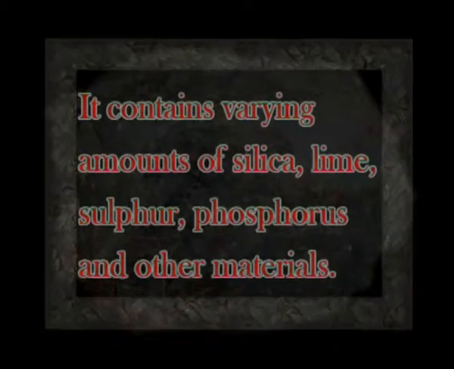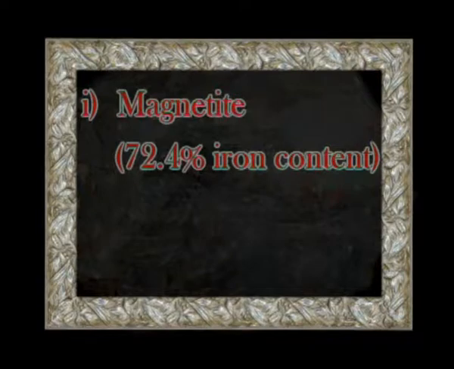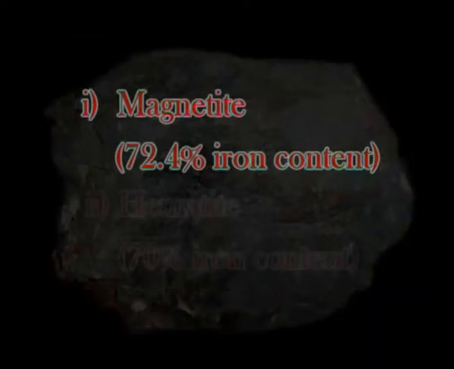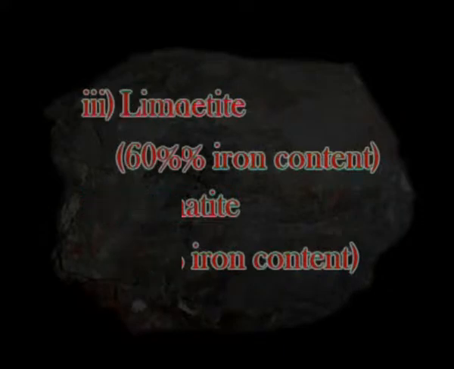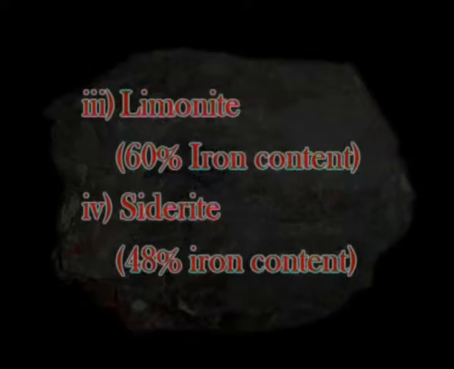Nearly 5% of the Earth's crust is iron, but the ores must contain at least 30 to 40% of the metal for commercial exploitation. Iron is never found in a pure state. It contains varying amounts of silica, lime, sulfur, phosphorus and other materials. Iron ore is a ferrous metal, and according to iron content, it can be divided into magnetite, which contains 72.4% iron, hematite 70% iron, limonite 60% iron, and fourth, siderite 48% iron.